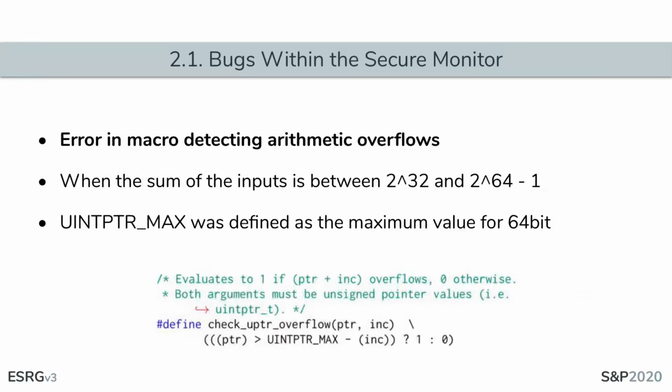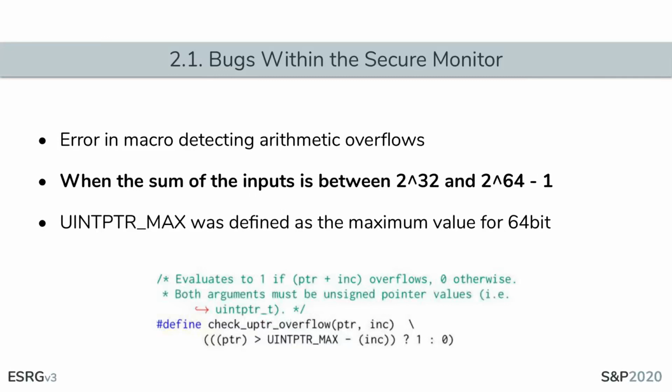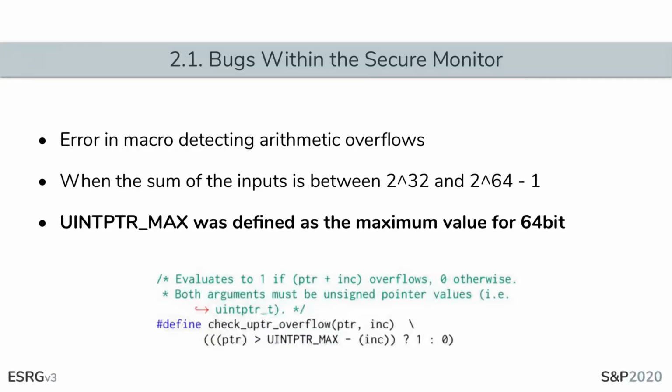Ironically, this bug was present in a macro whose purpose is detecting overflows when doing pointer arithmetic. This macro failed to detect overflows of 32-bit pointers when the software was built for 32-bit platforms. This is because the unsigned int pointer max define was set for the maximum 64-bit pointer value and not for the maximum 32-bit pointer value as it was supposed to.